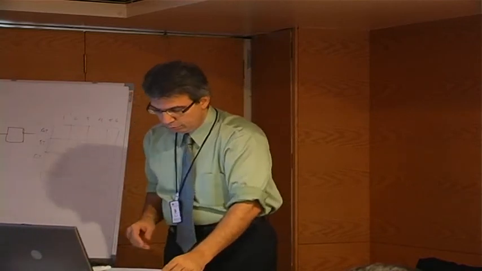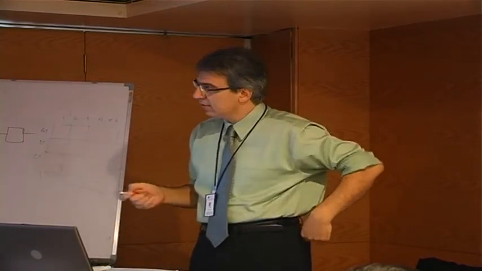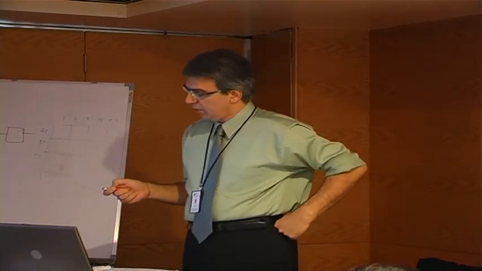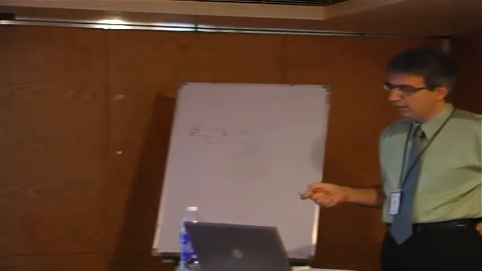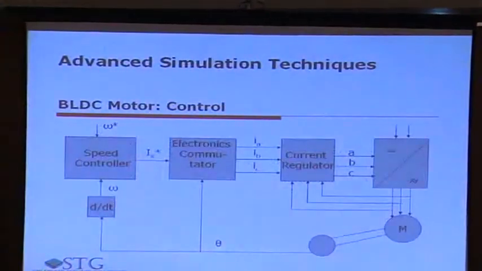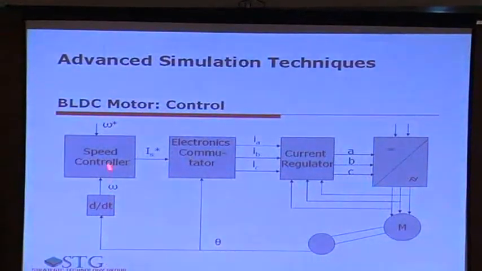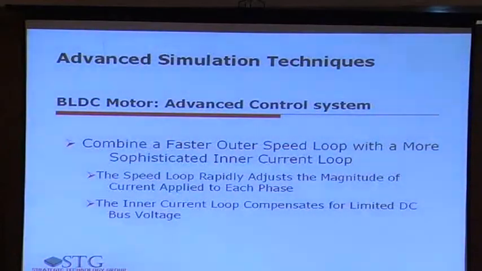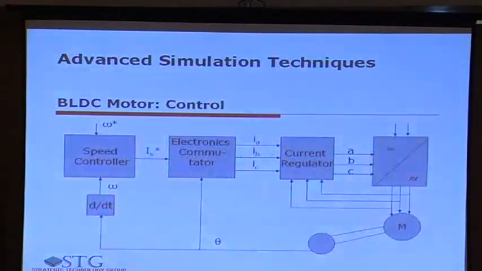Now, one way to improve is to combine a faster outer speed loop with a more sophisticated inner current loop. So here, you actually have a PI inside, and you can focus on making it fast. And you can definitely improve on the inner current loop.